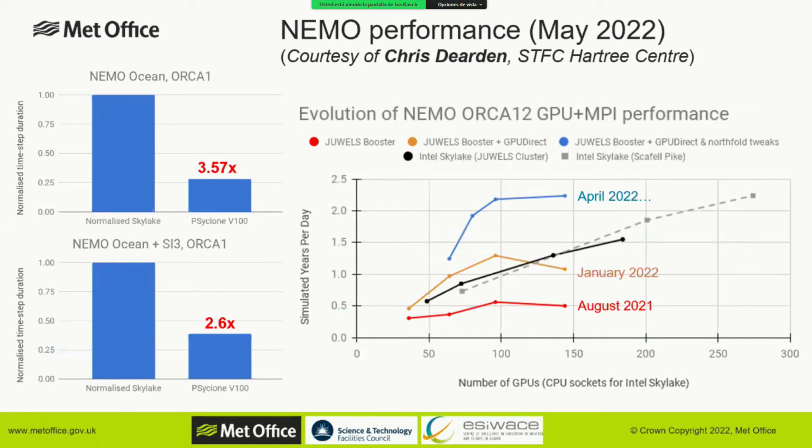The NEMO API also supports the OpenACC transformation, and this is an example of the evolution of the NEMO Orca 12 performance on GPU plus MPI using PSyclone. And I think that since there is a lack of time, and I think that Italo has already shown this, again, please do refer to his talk. I am also happy to give some more details if required.